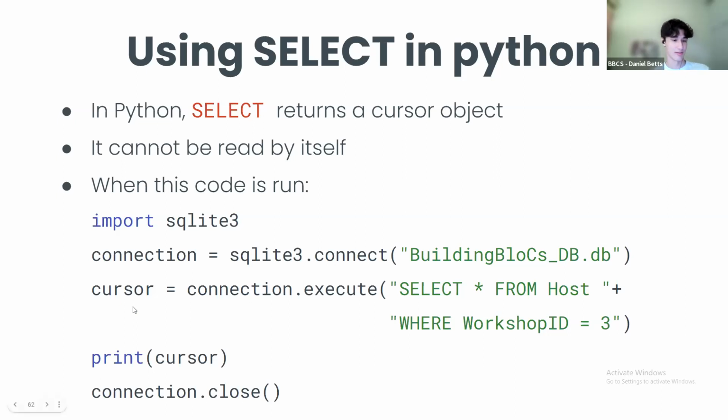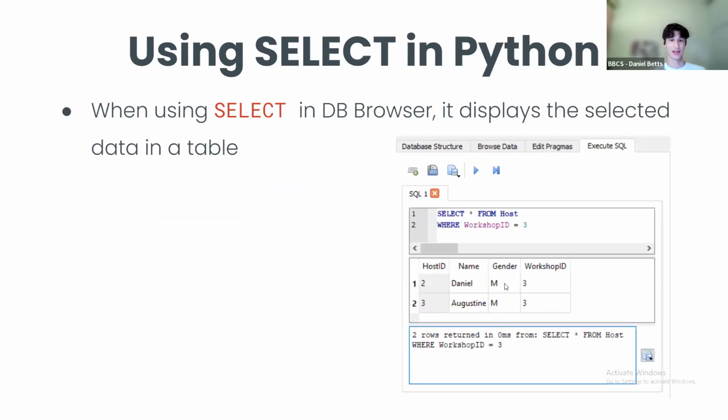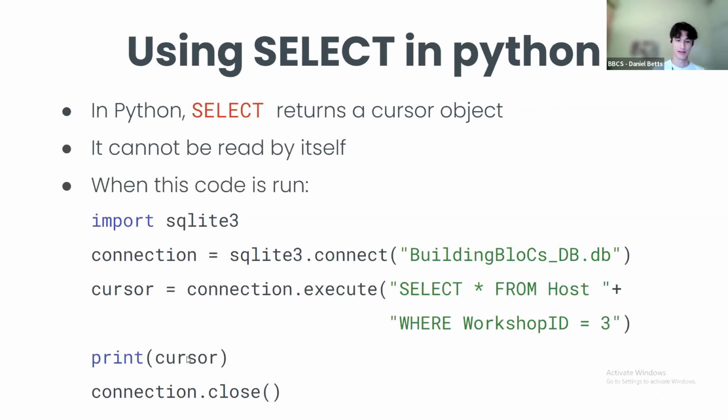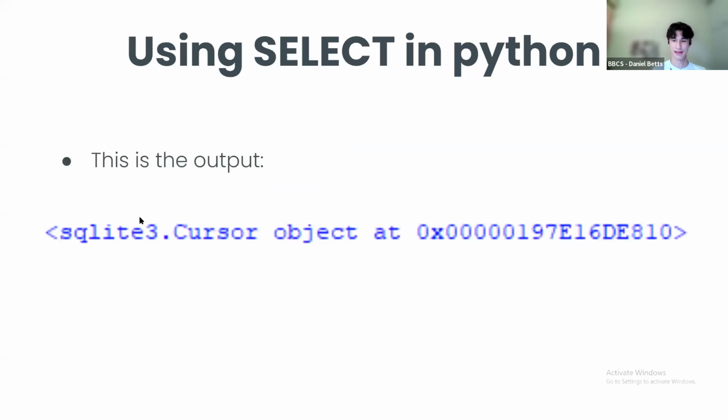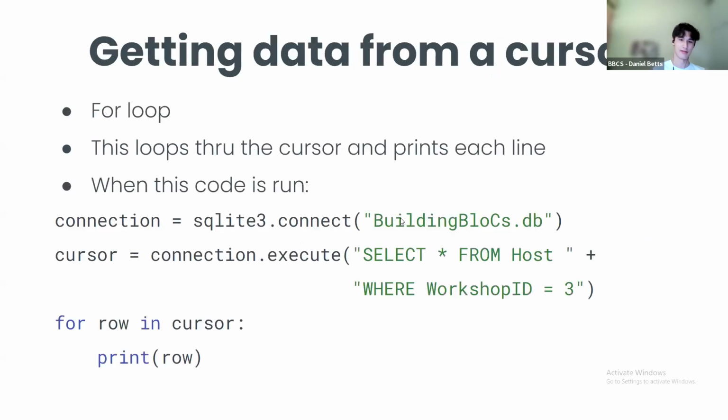And now we have this cursor object, okay? So this cursor is just the execute statement. We wanted to select all the items from host, where the workshop ID is 3, which is me and Augustine, basically. Now you would think, oh yeah, it would just print maybe this in a string or a list. But when you print this cursor, you get this weird output. It's like, oh, cursor object at blah, blah, blah. So by thinking, well, how do you read from this cursor object?